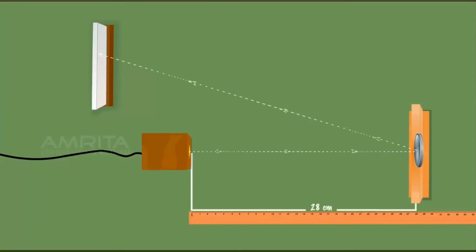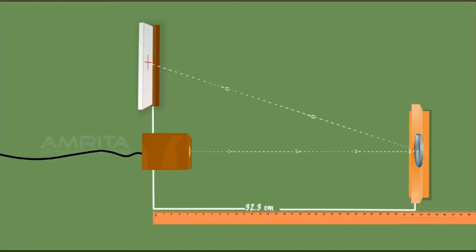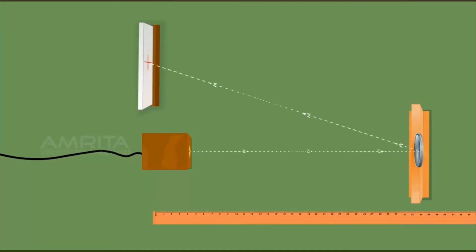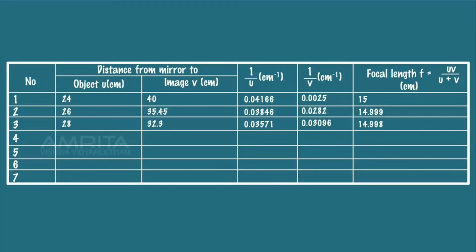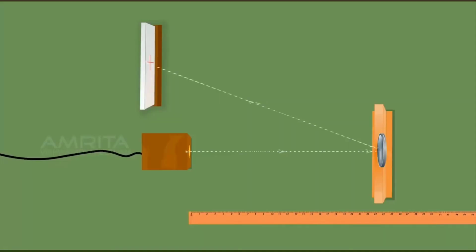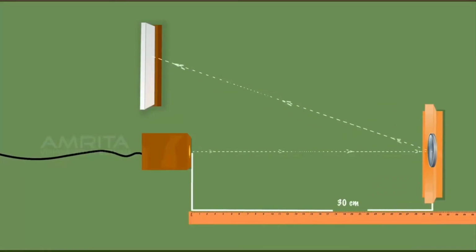Now change the object distance to 28 centimeter. Now find the image distance by changing the screen. So the screen comes closer to the mirror. Now the length is 32.3 centimeter. See, here you are getting the clear image. So calculate again according to the given formula. You will find here again the focal length is 14.99. Now again change the distance by 2 centimeter.